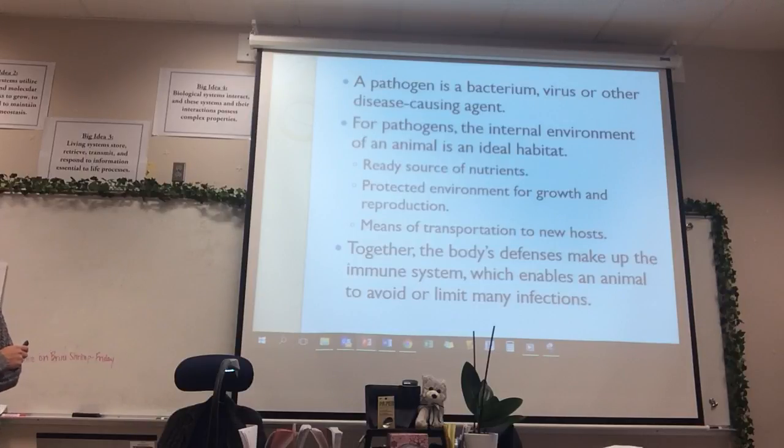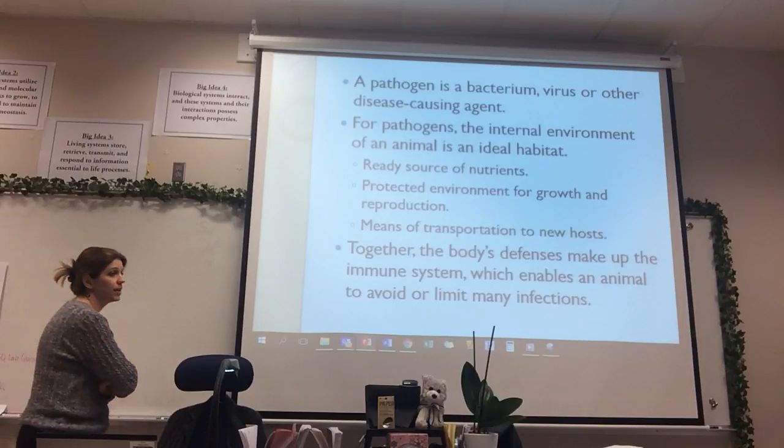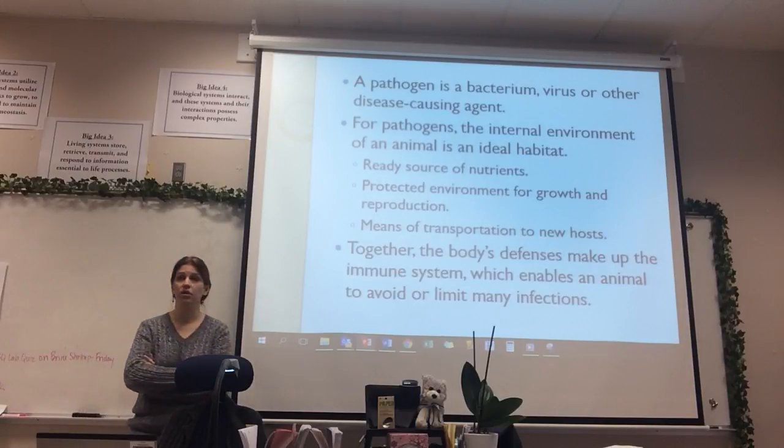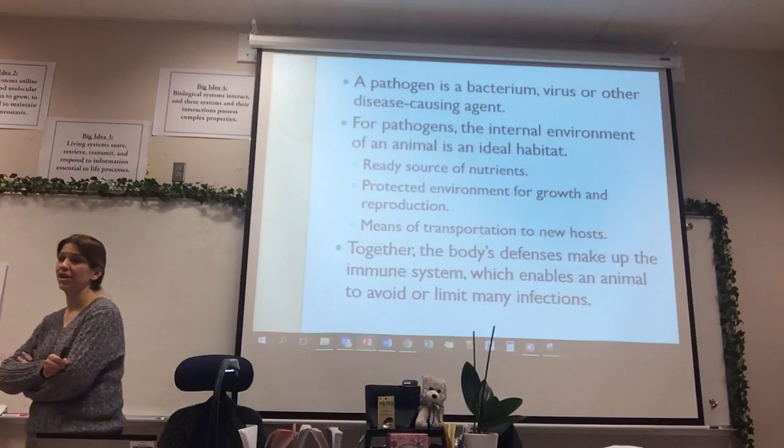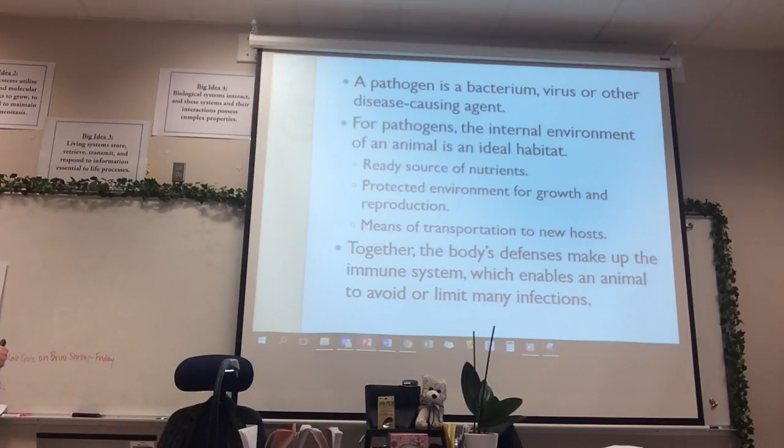For pathogens, the internal environment of an animal is an ideal habitat. There's food, water, shelter, space, means of transportation. All of these things are true. Okay, and so for them, for these viruses and bacteria, you are a perfect habitat. That's not ideal. That's not what I'd like, but I don't have a lot of control over that.